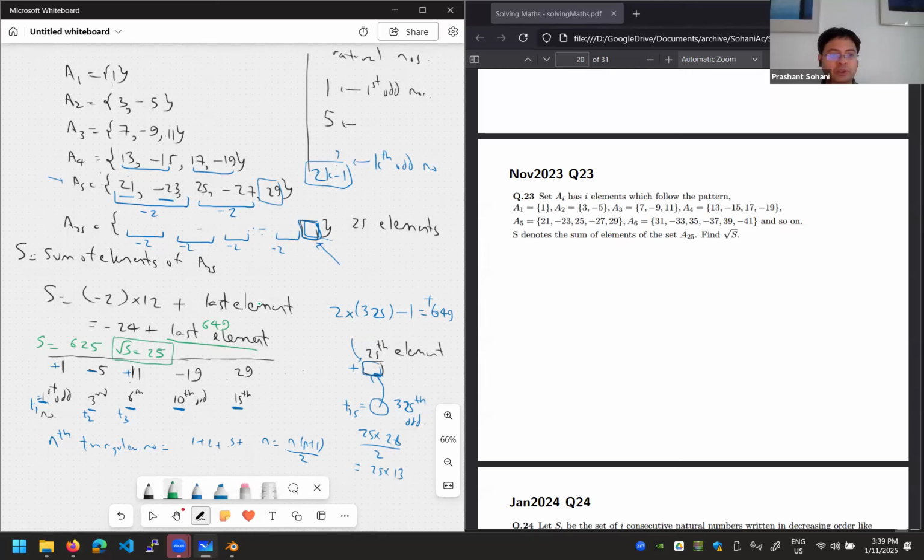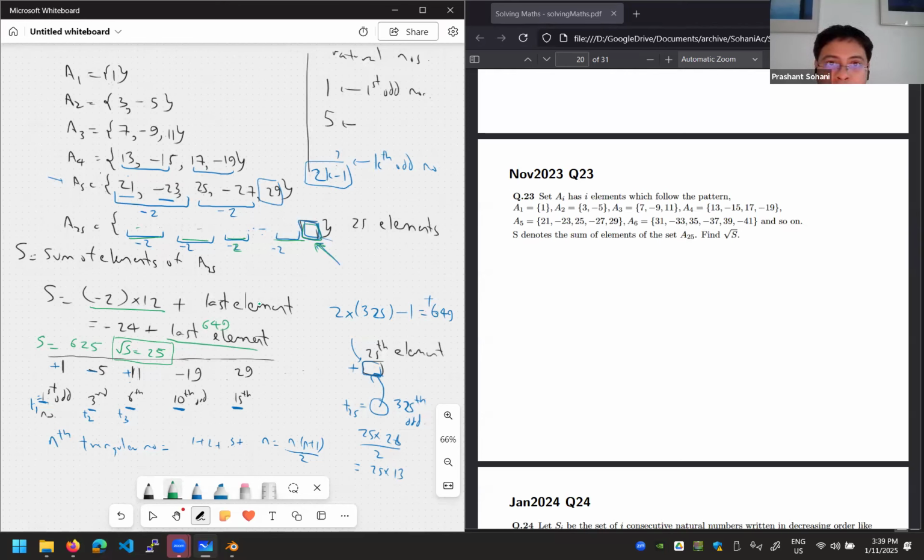But this counting was important. So again, to repeat this problem, what were the important observations? First, understand that we don't really need to know the values of all the elements, because most of them can be paired up like this, where the sum is minus 2, minus 2, minus 2. So we are going to get 12 such pairs of minus 2, and their total will be minus 24, and then plus the last element. And to find the last element, we looked at all the last elements up to A25.